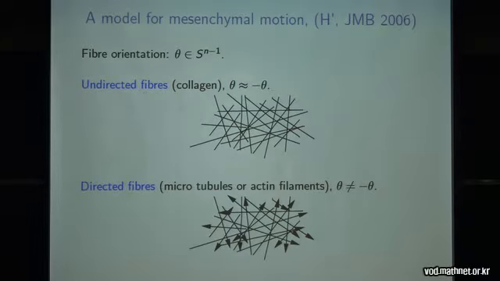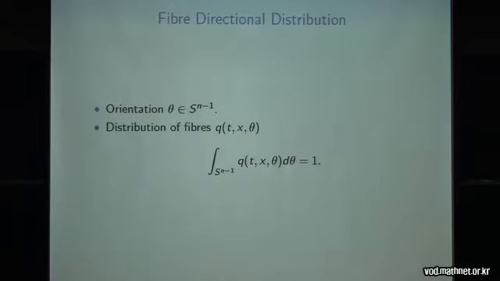It is equivalent. Whereas directed fibers, such as microtubules or actin filaments, you know exactly where is up and where is down. Okay? So I'm in this situation for the cancer situation here. And then I look at a distribution of the fibers. I call this q(t,x,theta). So at each time, at each location, I have fiber directions. And this q is a distribution of all these directions which are present. And so integrating over all directions, this normalizes to 1.